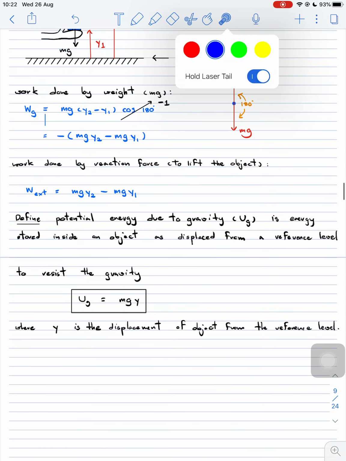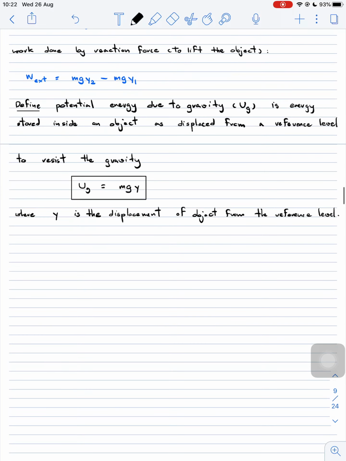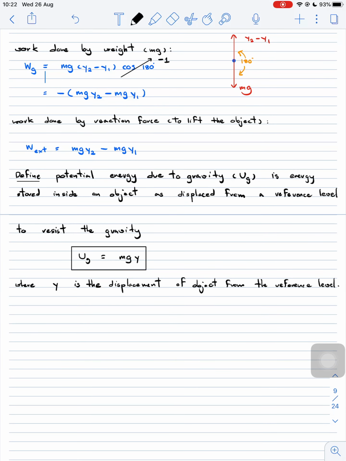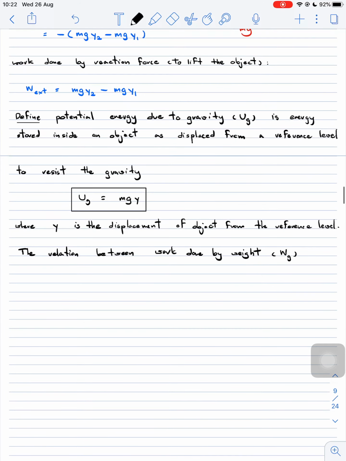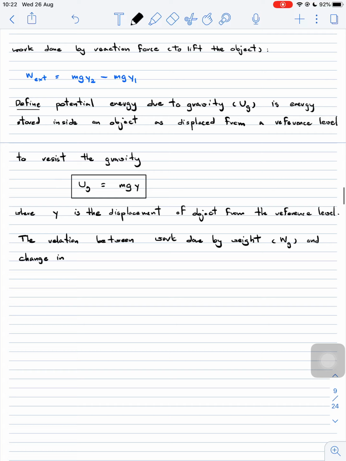If we look at this equation, the work done by the weight equals minus mgy2 minus mgy1. Then we can find the relationship between the work done by the weight and the change in the potential energy due to the gravity.